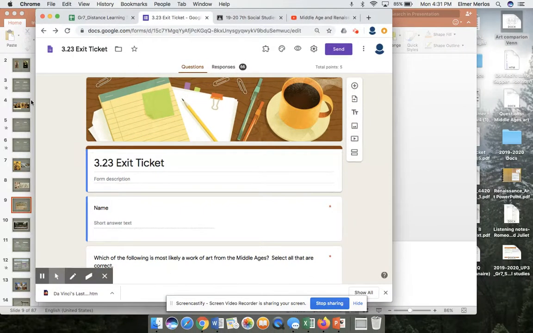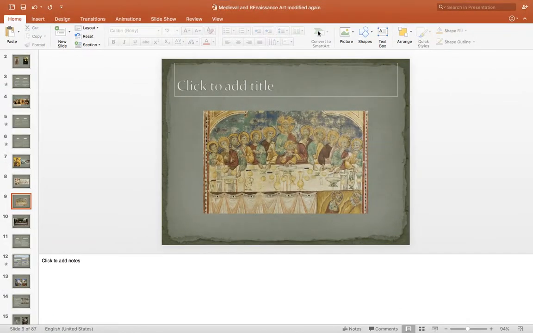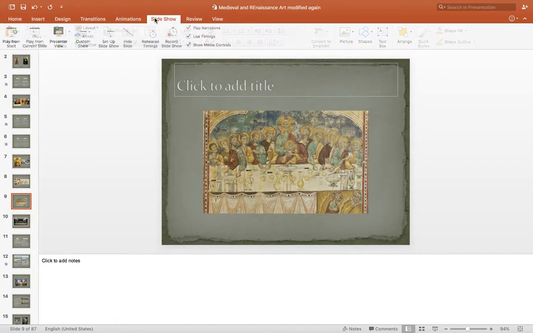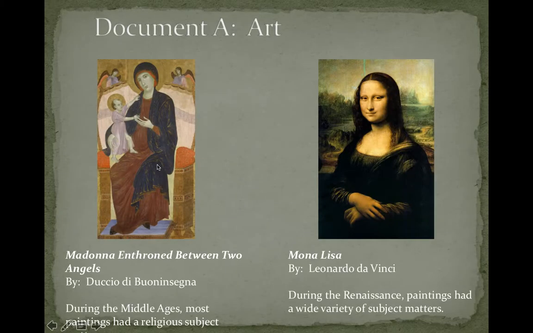Like I said, today we're focusing on Renaissance arts. Some of these slides you already saw, so it's going to be okay. Yesterday we focused on medieval and Renaissance, mainly medieval. Today we're focusing on Renaissance and also comparing it to medieval.